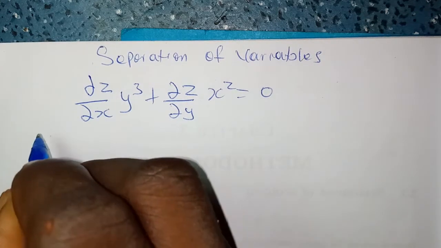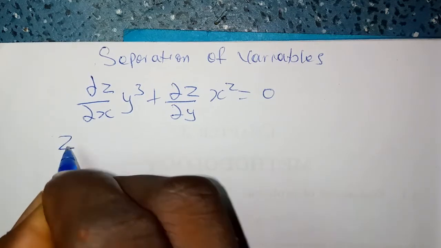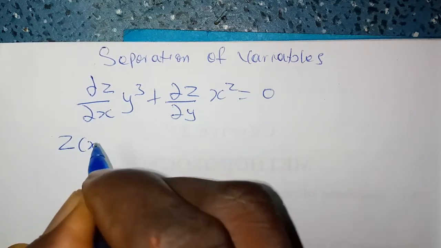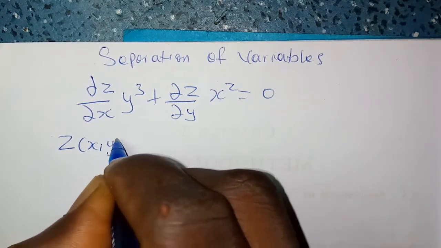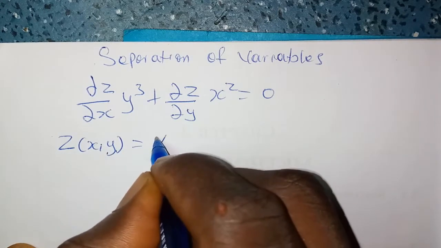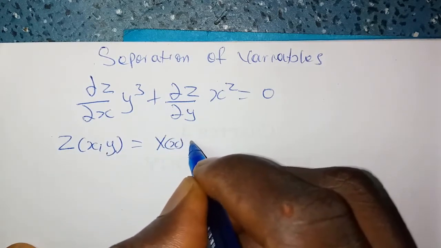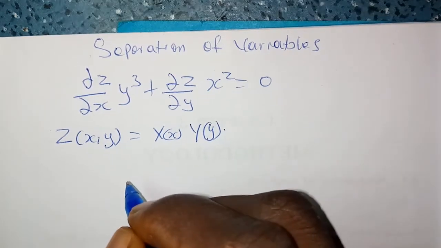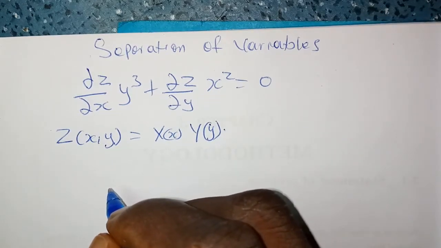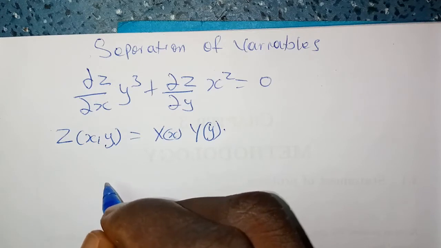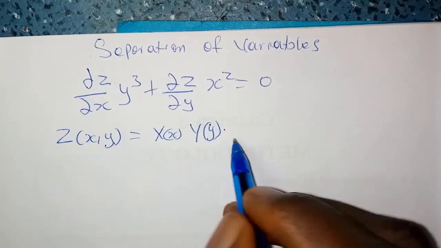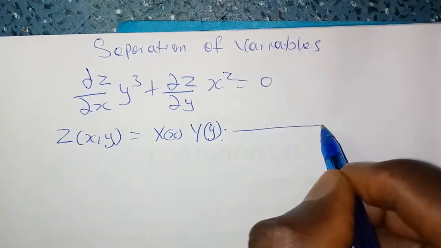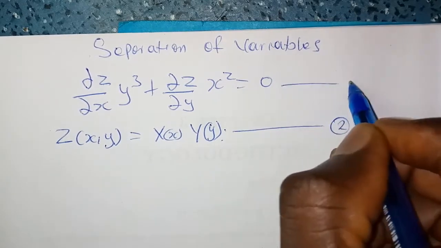So we initiate, if certain formula z of x comma y equals X of x, Y of y, and in here we differentiate this equation. Let's call this equation 2. Let's call this equation 1.